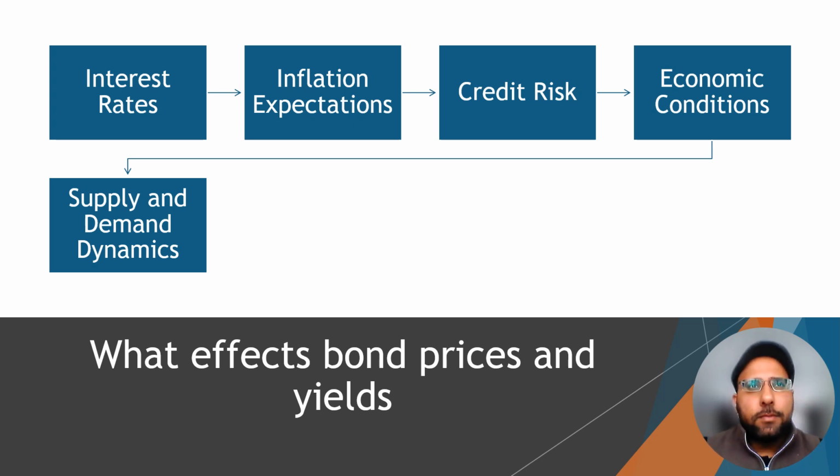Now let's use a very simple example. In year one, you can buy a 10-year government bond for £1,000 and it will provide you with a 4% coupon. Great. But if interest rates go up, in year two, new bonds are issued, for example, and they're 10-year bonds.